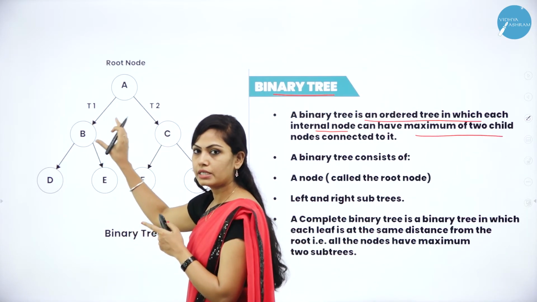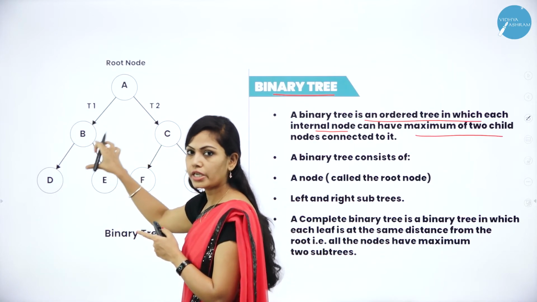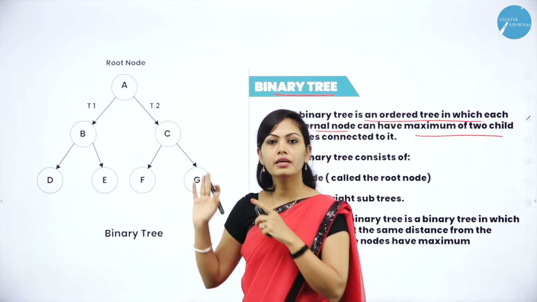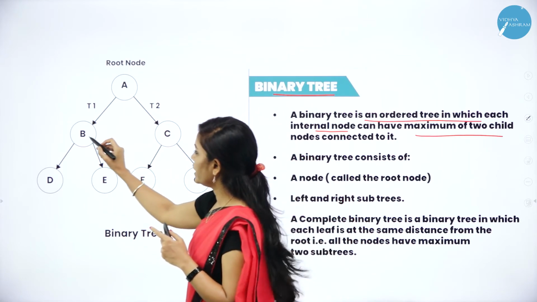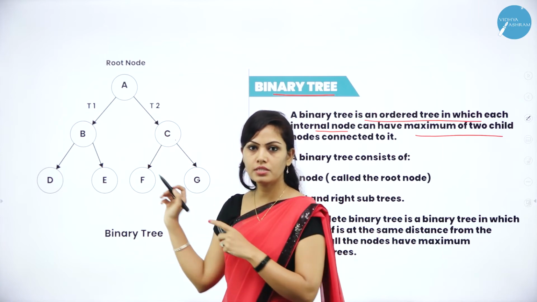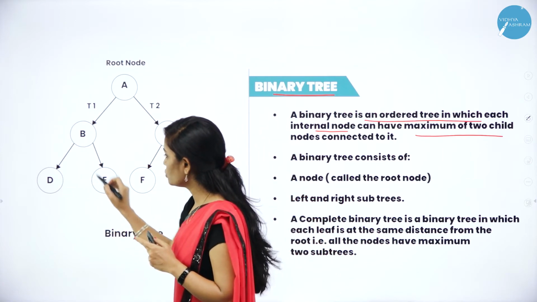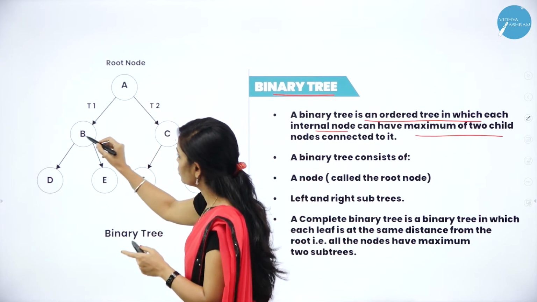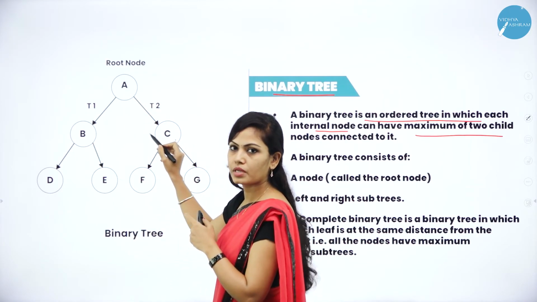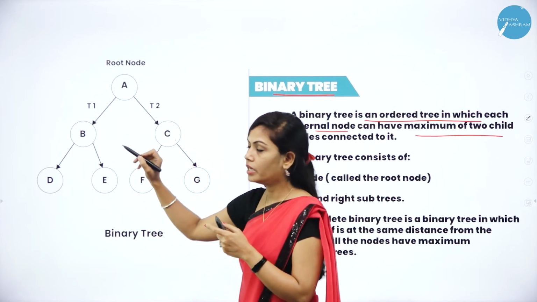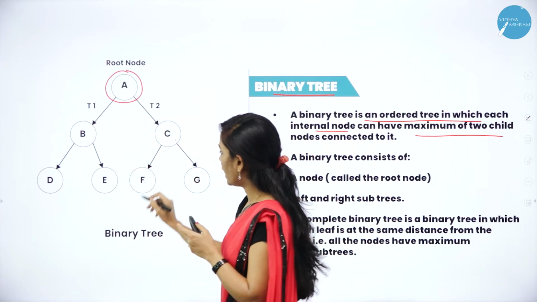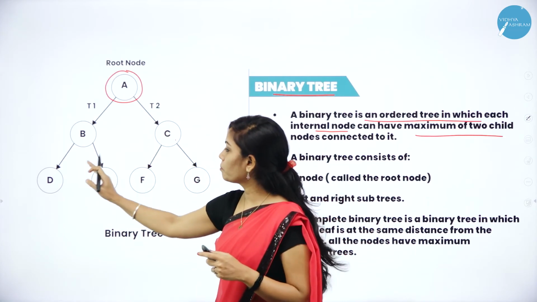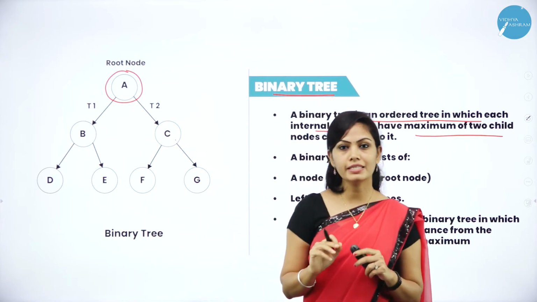So, an ordered tree in which each internal node has a maximum of 2 child nodes, we can call it a binary tree. B and C form a binary tree in this diagram. B is having 2 children, C is having 2 children, and A also is having 2 children, called B and C. Clear? So, the first node is the root node, and this is called a binary tree.